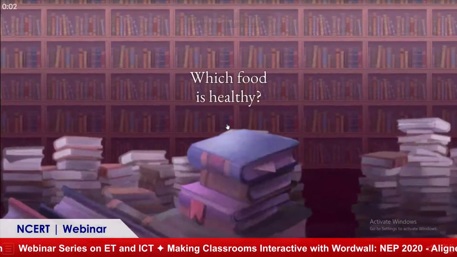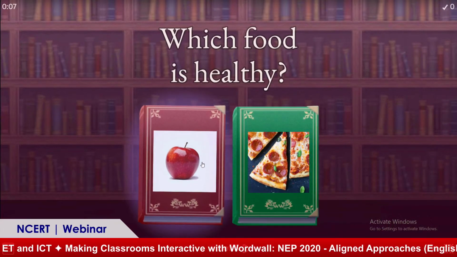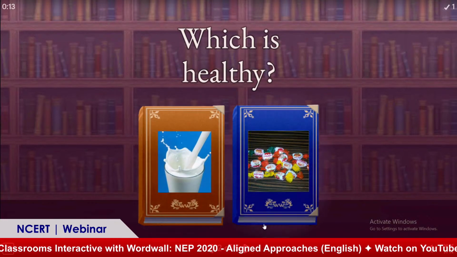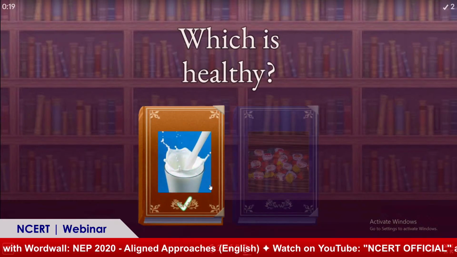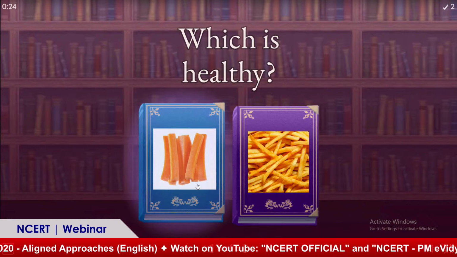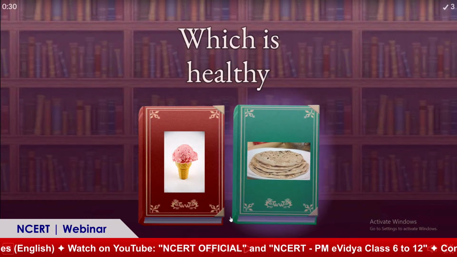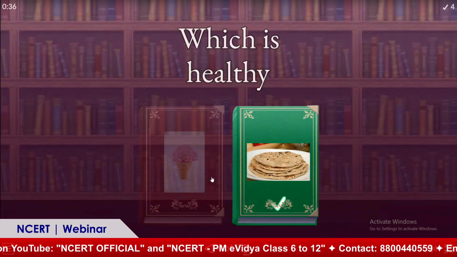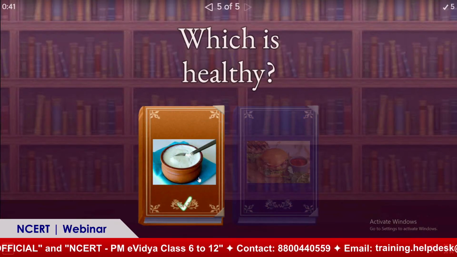So, Renu, I would like to take your help. You can just help me in answering that. Which food is healthy? Ma'am, apple. Yes. Which one is healthy among this, milk or toffee? Milk. Yes. Which one is healthy, French fries or carrot? Carrots. Sure. Now, ice cream or roti? Roti. Yes. Curd or burger? Curd. So, curd is rich in protein, it is healthy.